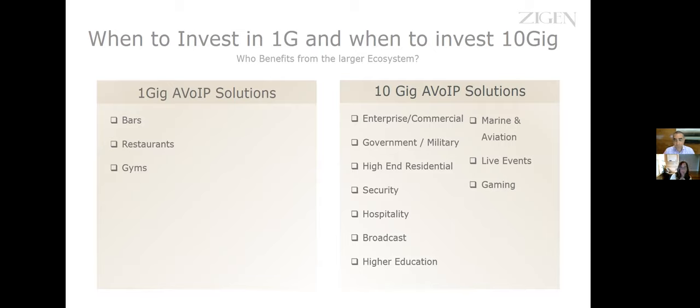Right. With 1 gig, and again, this is my personal take on it, 1 gig is already outdated because you're cramming everything into a 1 gig pipeline. And I think we're above and beyond that 1 gig. Right. When it comes to government and military, again, that bandwidth is vital, and the network isolation is also vital for those types of installations. Also, the 4K content is extremely important for them.